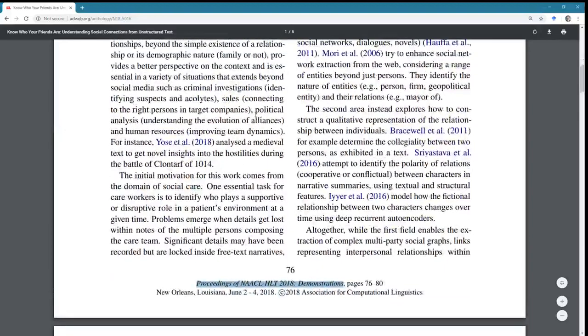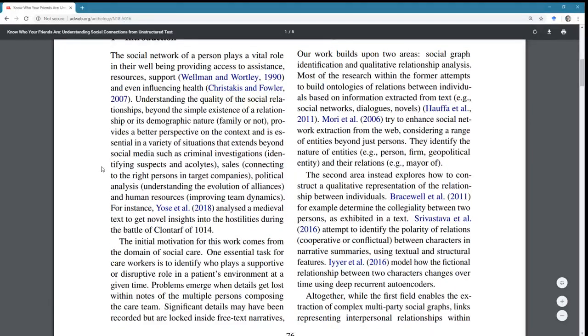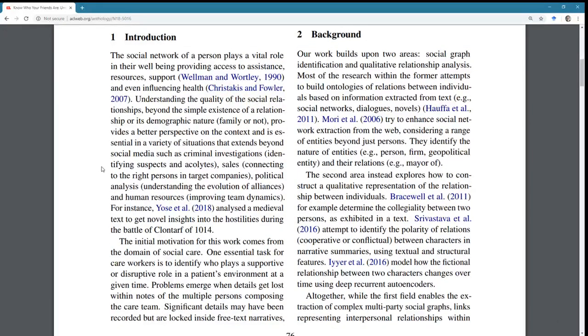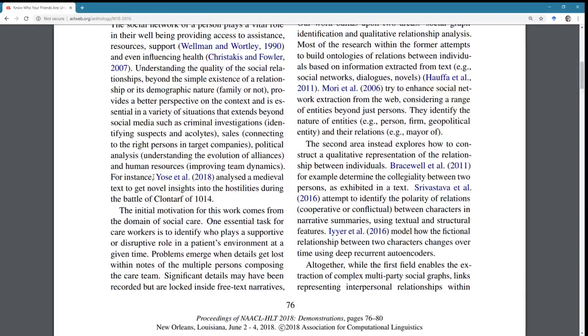Yeah, especially when you lead off with law enforcement, my gut reaction is, you better have thought about this. All right. "For instance, Yose, Y-O-S-E, et al., 2018, analyzed a medieval text to get novel insights into the hostilities during the Battle of Clontarf of 1041." Digital humanities. That's cool. That's a very benign and interesting and useful application of this technology. There are potentially not so benign applications. But let's get to the tech.